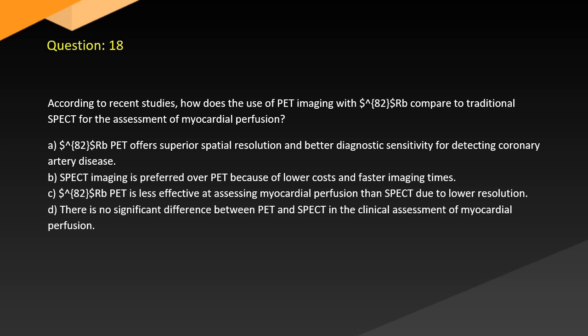Question 18. According to recent studies, how does the use of PET imaging with 82Rb compare to traditional SPECT for the assessment of myocardial perfusion? A. 82Rb PET offers superior spatial resolution and better diagnostic sensitivity for detecting coronary artery disease. B. SPECT imaging is preferred over PET because of lower costs and faster imaging times. C. 82Rb PET is less effective at assessing myocardial perfusion than SPECT due to lower resolution. D. There is no significant difference between PET and SPECT in the clinical assessment of myocardial perfusion.